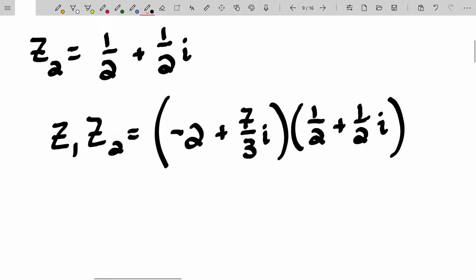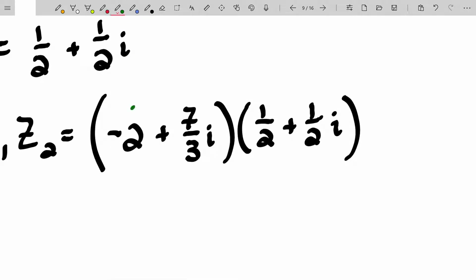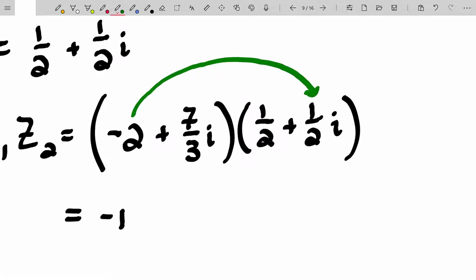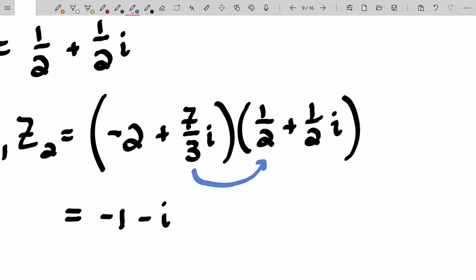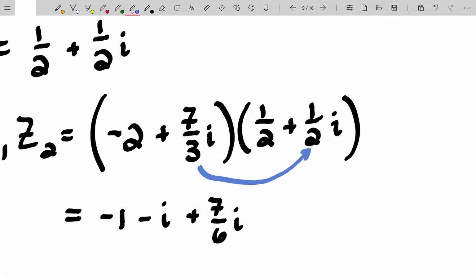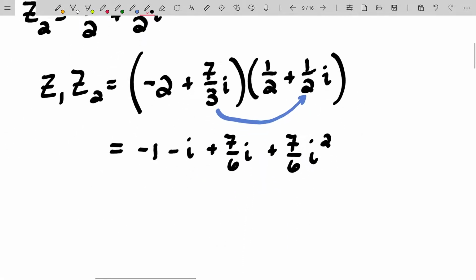And treat it like binomial distribution. Let me use green here. -2 times 1/2 is -1. Then distributing the -2 over to the 1/2 i, we get -i. Now I'm going to distribute the 7/3 i to the 1/2. That'll be 7/6 i. And then finally, last distribution, 7/3 i times 1/2 i. I'm going to do this kind of slowly. That's 7/6 i squared. But remember, i squared is -1.